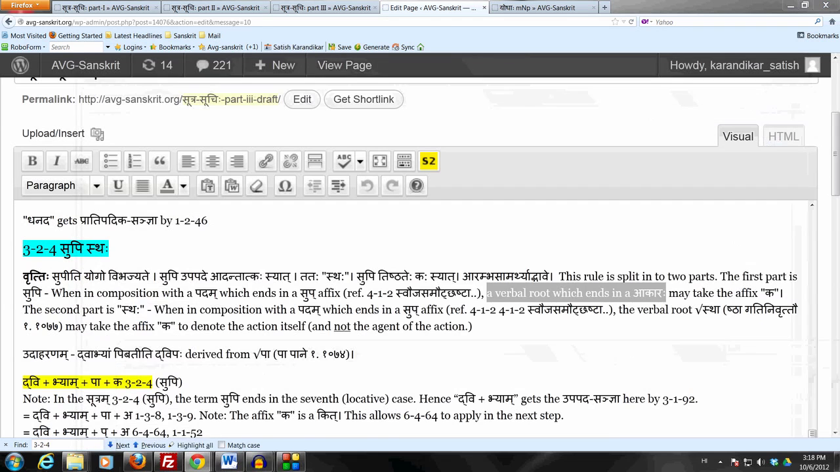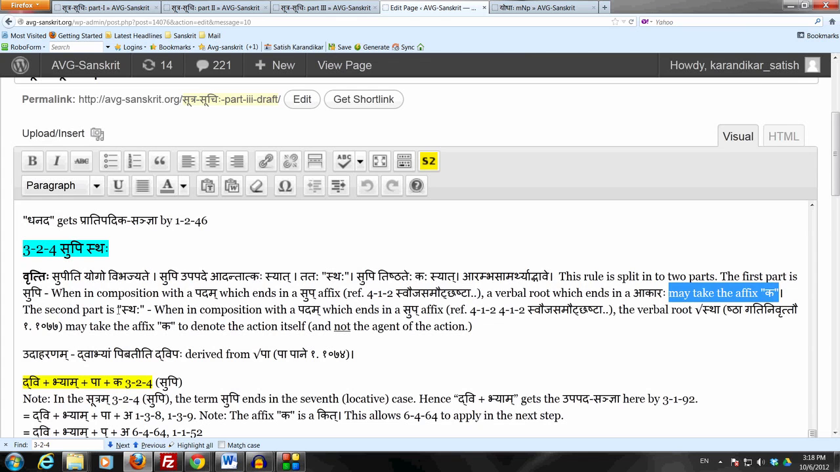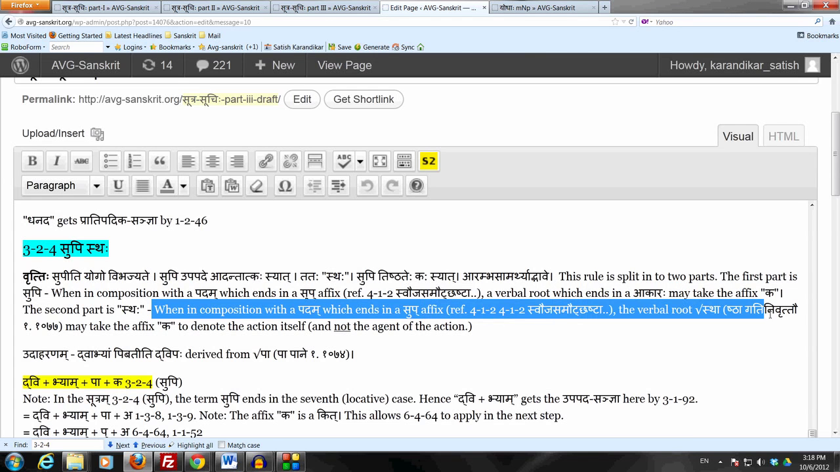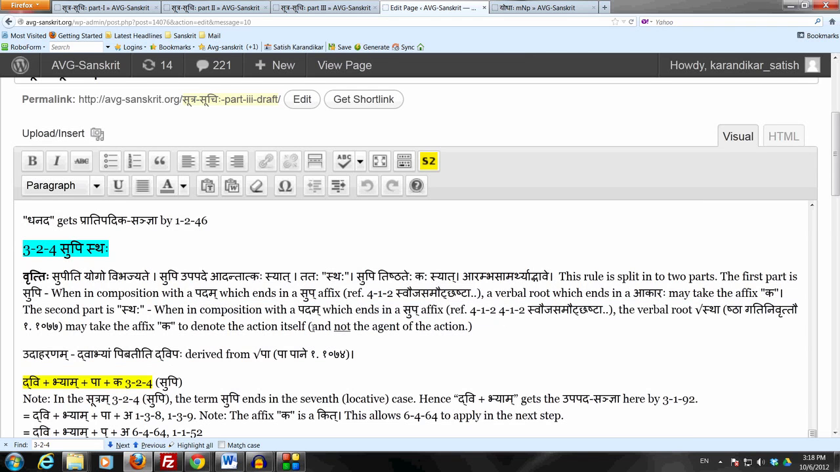And then the second part, which is stha, is taken as a separate rule. The meaning of that is that when in composition with a padam which ends in a supaffix, same as before, the verbal root stha, which in dhatu pathah is listed as shtha gati nivruttau, may take the affix ka to denote the action itself, which is bhave, and not the agent of the action, because that case is already covered by the prior rule supi. Okay, let's take a couple of examples to make this application clear.